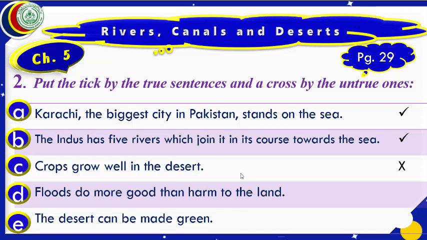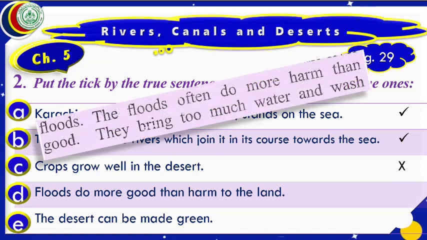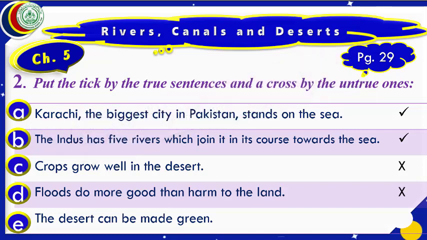Floods do more good. Floods do more good when they destroy houses, roads, telecommunication, electricity, buildings, everything they destroy. Do they do more good? No, this is wrong. They do more harm. That is why this part is untrue.